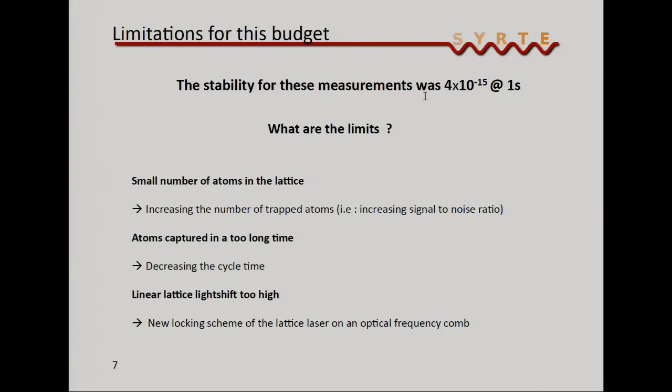And as I showed before, the linear lattice light shift was too high, and what we implemented was a new locking scheme for the lattice laser. We locked it on an optical frequency comb. And as a solution to, at the same time, increase the number of atoms and decrease the loading time, we decided to implement a 2D MOT.